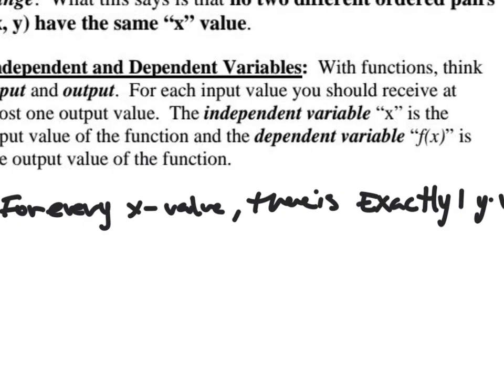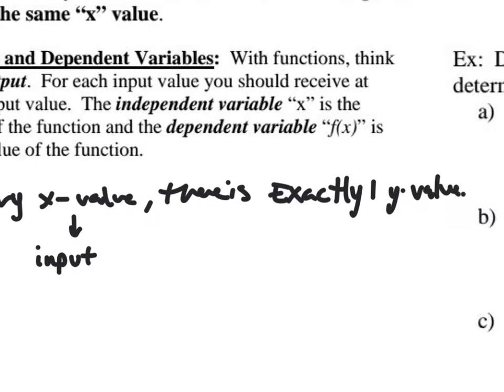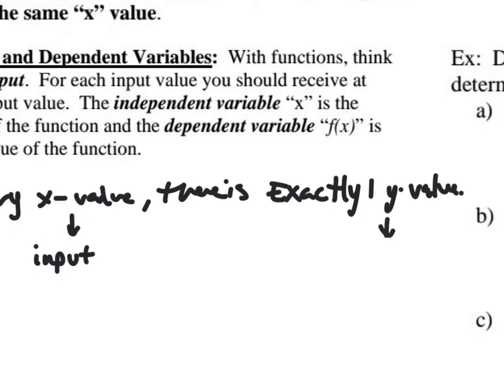When I use the words x value and y value, there are a number of words associated with them. An x value is the same thing as saying input, and a y value is called an output. Another word for x value is domain, and for a y value, we would use the word range.